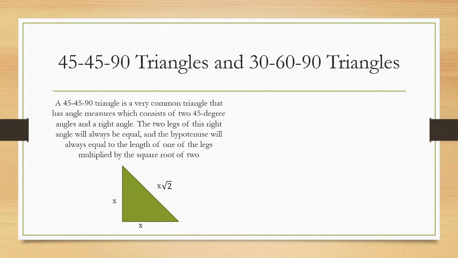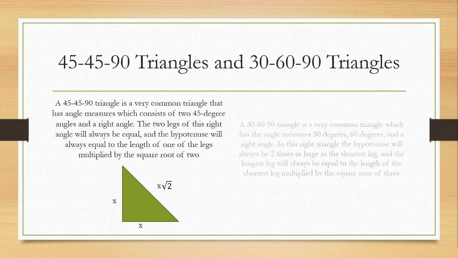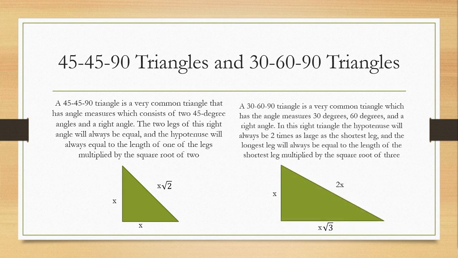The next triangle we're going to be talking about is the 30-60-90 triangle. The 30-60-90 triangle is also a very common triangle. It has the measures 30 degrees, 60 degrees, and a right angle. In this right triangle, the hypotenuse will always be 2 times as large as the shortest leg. So say if you have the shortest leg as 2, then that means the hypotenuse will always be 4.